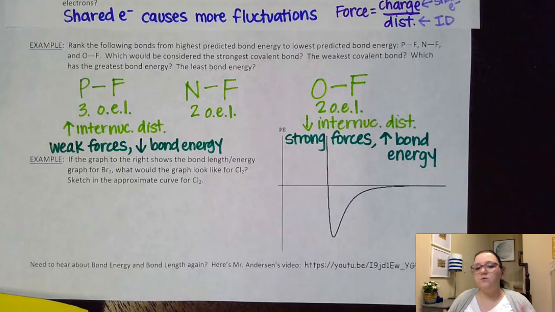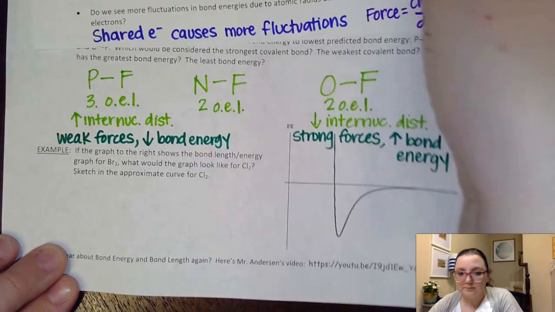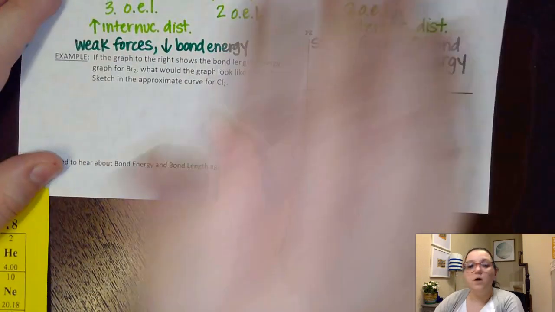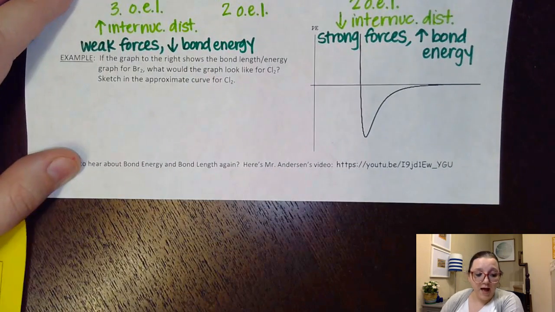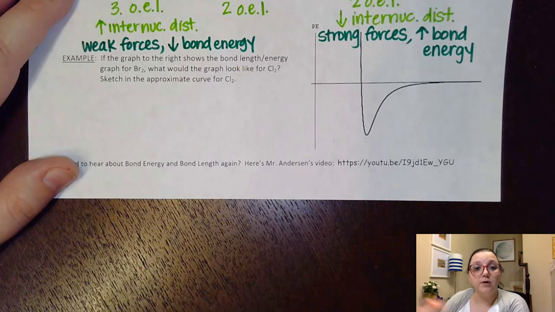Again, if you also introduced the number of shared electrons being different with these, then that would be something we would need to look at first before we did these internuclear distances. Okay, so with that said, we got one more question down here. And you notice here what they've done is they had given us one of those bond energy graphs. And what they want us to do is to sketch in another curve for a different element.